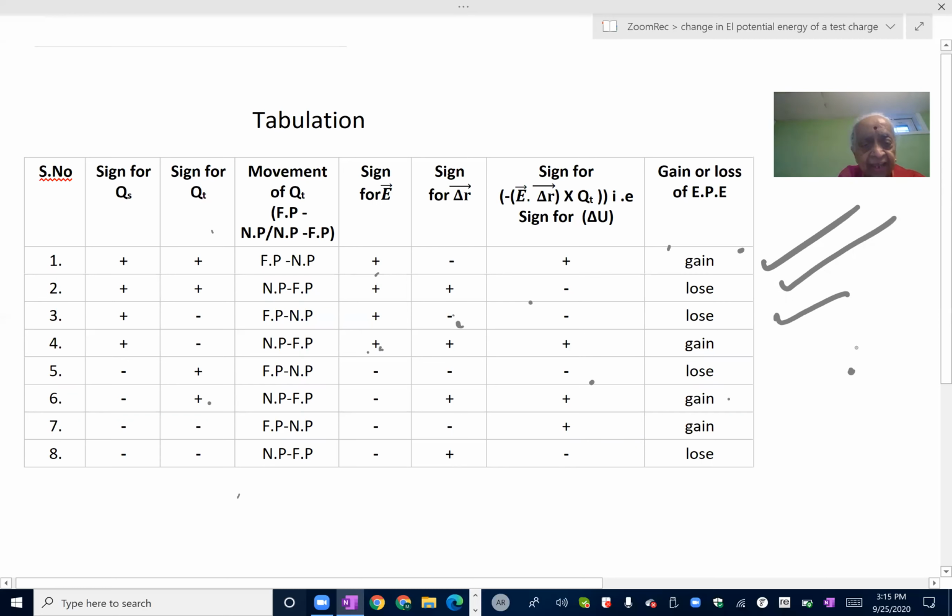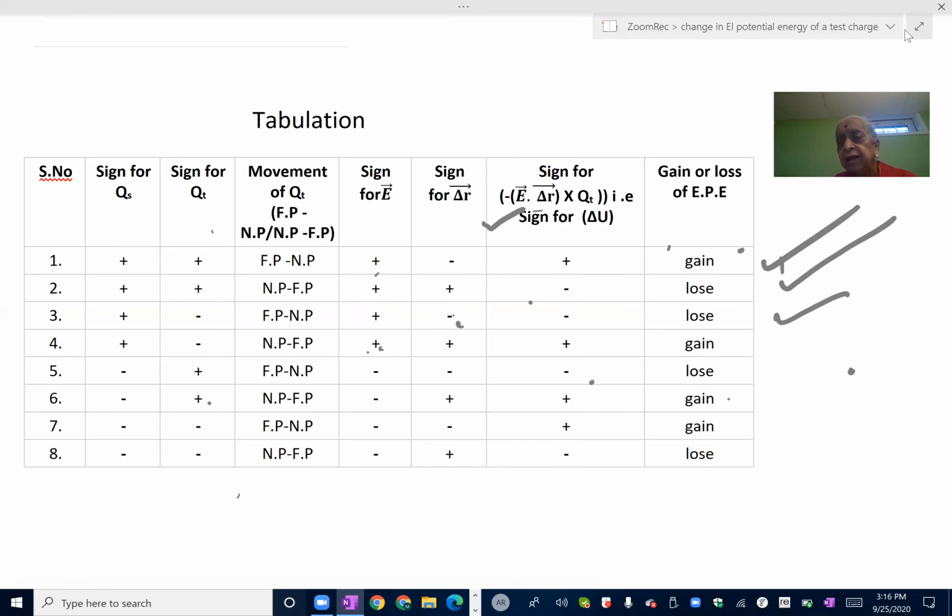In the same way, if you analyze the other cases, these are the tabular columns. You can convince yourself of every piece of information in each tabular column, and finally calculate the product of minus E dot delta R times QT, depending upon whether it's positive or negative. You can verify and cross-check these results, and see that they match whatever we have analyzed earlier. This is what you should know.